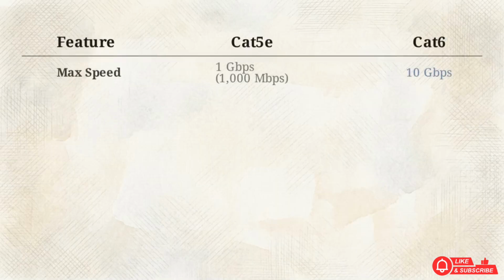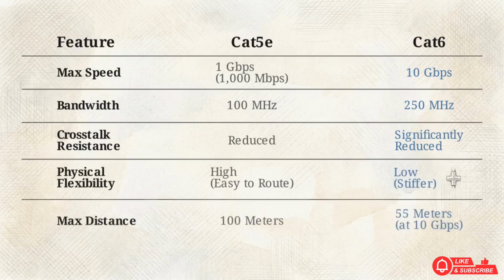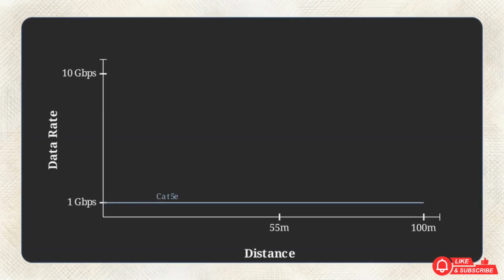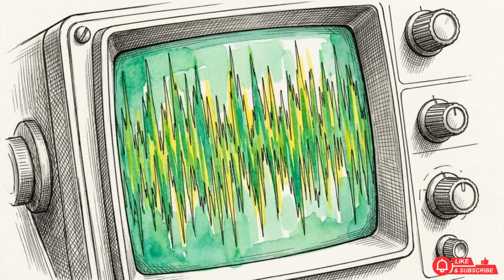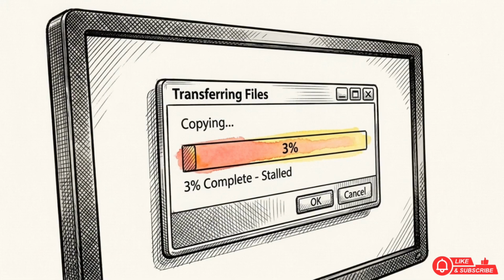This matrix evaluates Cat5e against Cat6 across maximum speed, distance, crosstalk resistance, and flexibility. Cat6 has a major limitation you need to account for. Notice what happens to the distance metric. Cat6 can only sustain that 10 gigabit speed up to the 55 meter mark. Push past 55 meters and signal attenuation takes over. The cable physically cannot maintain the frequency, and your speeds immediately drop back down to standard 1 gigabit throughput.